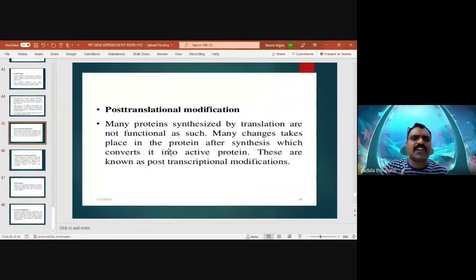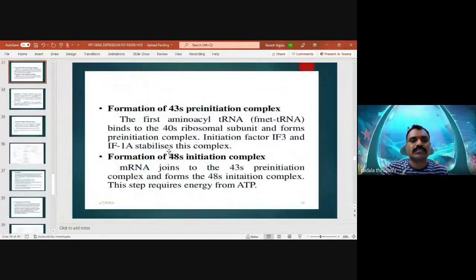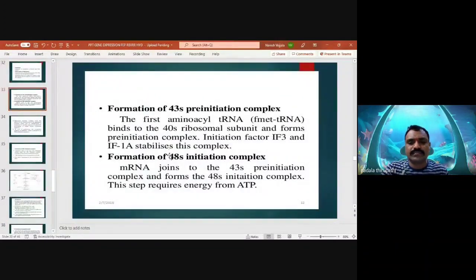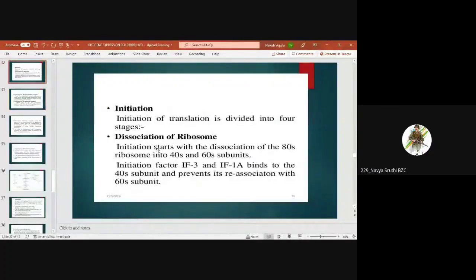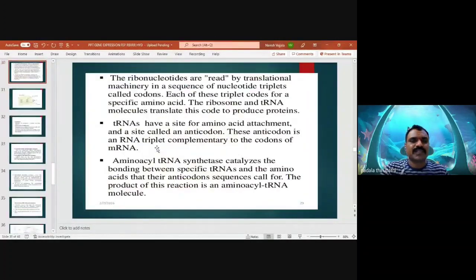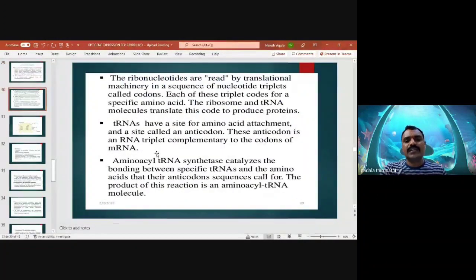If you have any doubt, please ask me, I will clarify. Any doubts? Nobody is responding. No doubts. Okay, I hope translation is completed and you clearly understood it. Translation also has three steps: the first one is initiation, the second one is elongation, and the third one is termination.